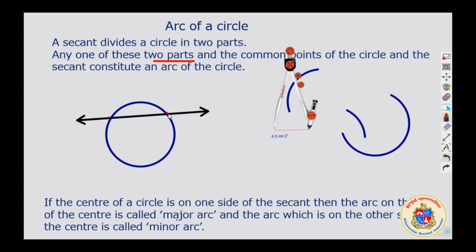Each part is an arc. And these all together make the arc. All the points in this part of the circle and all the points in this part. And we know that the center of the circle is somewhat here, on one side of the secant. Which side of that secant, the center of circle, that side makes the major arc. There is no center of circle in the other part which is minor.